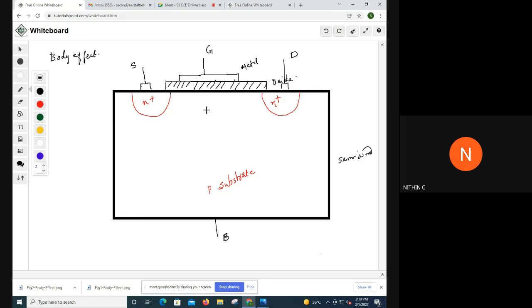Yes, accumulation will be happening, right? So if you are applying a negative voltage over here, accumulation will be happening.